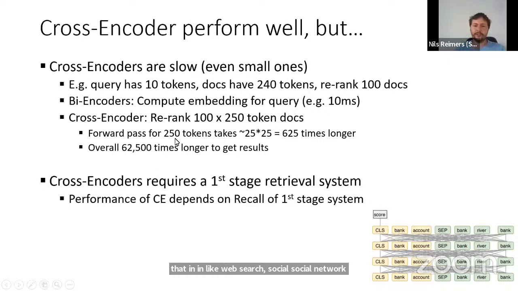The other issue with cross-encoders is that they require a first stage retrieval system. If you use lexical search as the first stage retrieval, the cross-encoder can only be as good as the recall from the first stage retrieval system. So if the first system misses relevant documents because people used a synonym or so, the cross-encoder cannot re-rank it to the top.